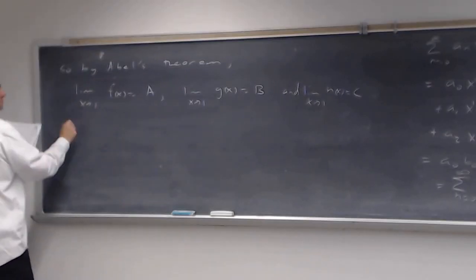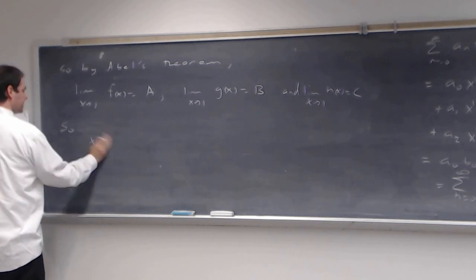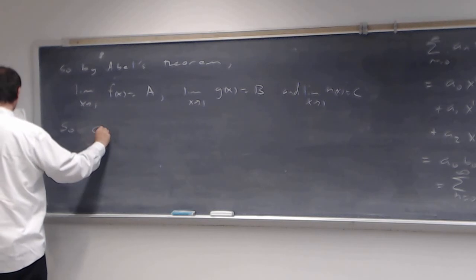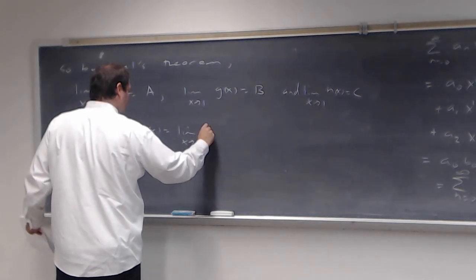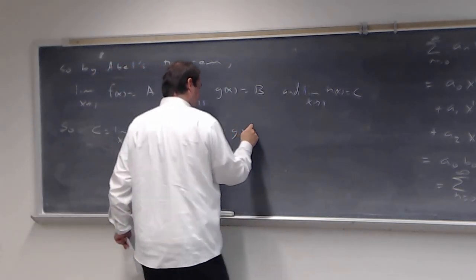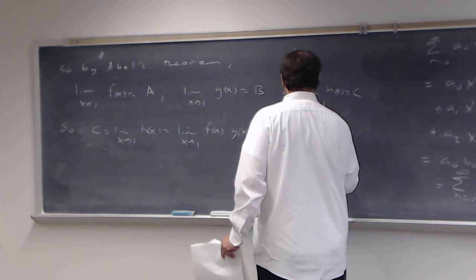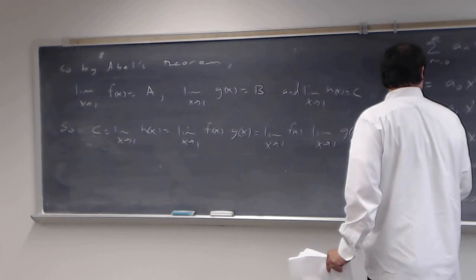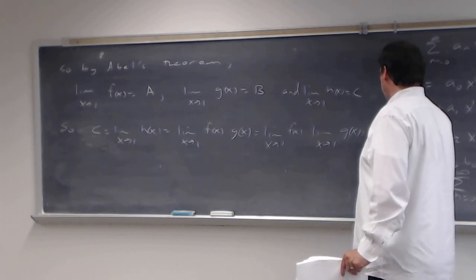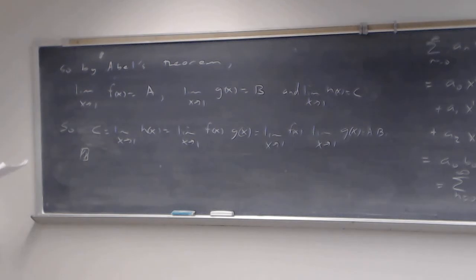Okay? And so, well, I should say this. c equals the limit as x goes to 1 of h of x, which equals the limit as x goes to 1 of f of x times g of x, because that's what h of x is, which equals the limit of each one of these guys, which equals a times b, and that's the proof. Okay.